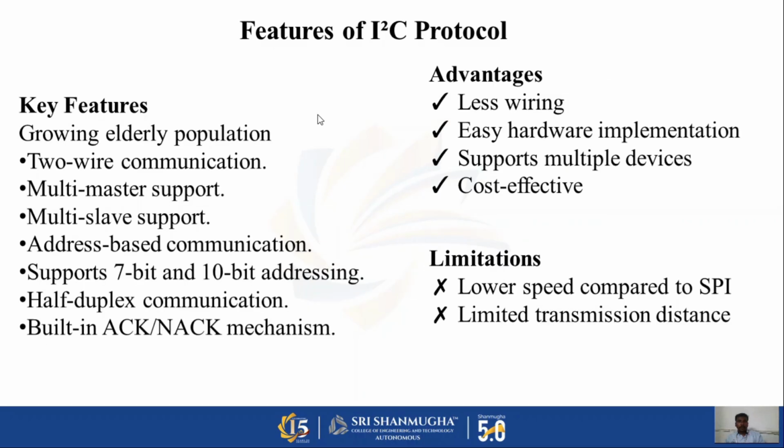Let us summarize the important features of I2C. It supports multi-master communication, meaning multiple masters can exist on the same bus. It also supports multiple slave devices. Communication is address based. Both 7-bit and 10-bit addresses are supported. The protocol includes built-in acknowledgement mechanisms for reliability. The advantages include reduced wiring, lower cost, easy implementation, and support for multiple devices. However, compared to SPI, I2C provides lower speed and is suitable mainly for short distance communication.